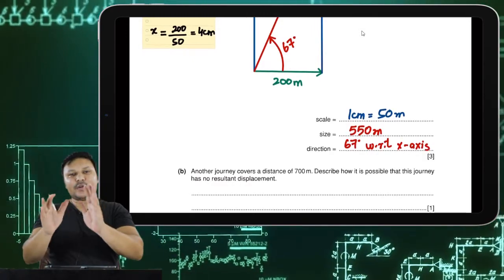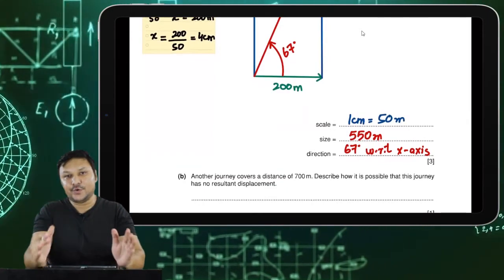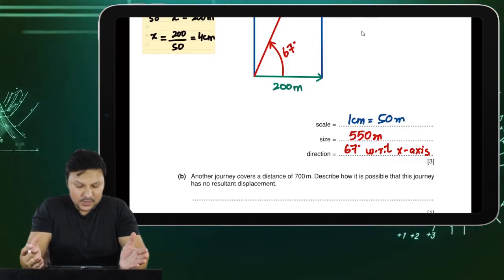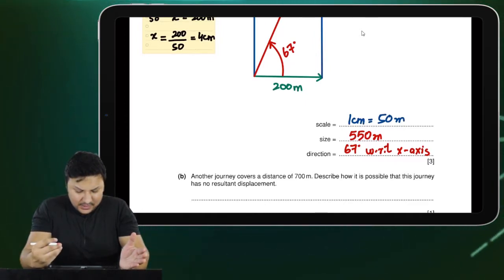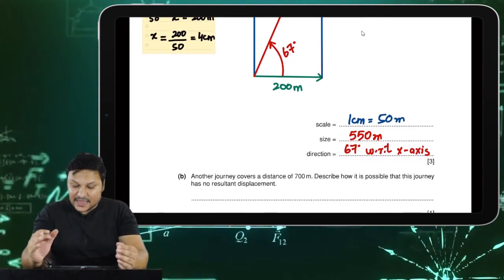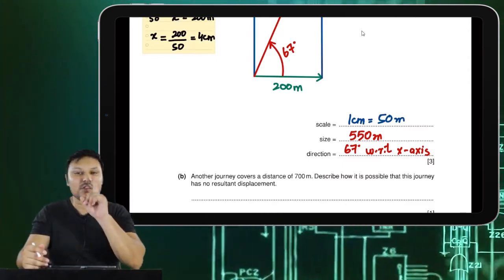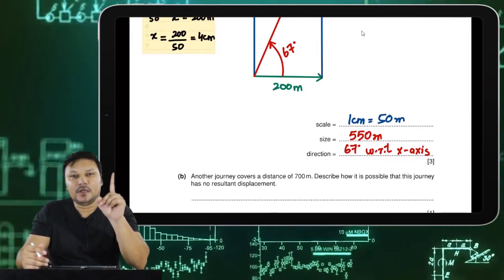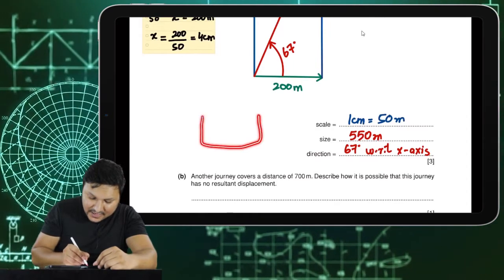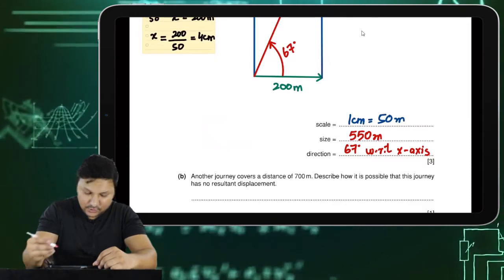So the parallelogram method was in front of you. You have seen how you can solve the whole graphical method representation using the parallelogram. So let's just complete this question. Another journey covers a distance of 700 meters. Describe how it is possible that the journey has no displacement. It can be possible in only one simple scenario, and that is if an object comes back to the same position from where it started. In that way, the displacement will be zero.